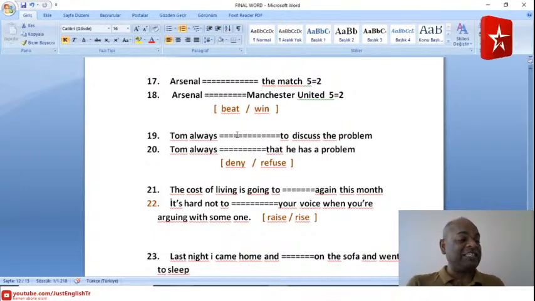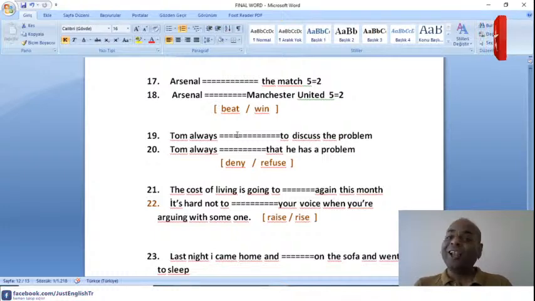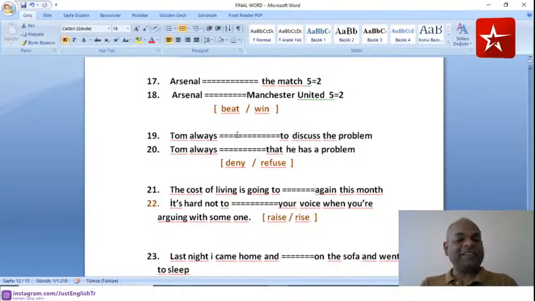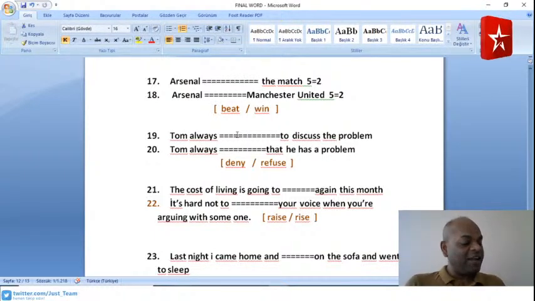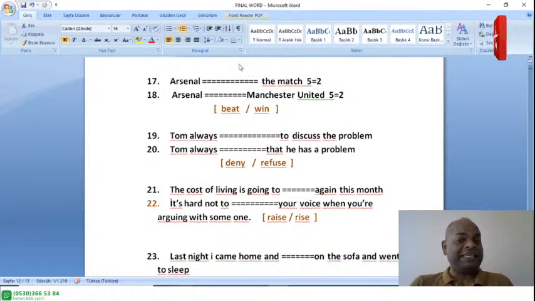We're on number 17 and 18. Arkan says, we love you too. Yes, I love you guys a lot, and I miss you guys a lot. Trust me, guys. Arkan says, wins. That's for number 17 or 18. I don't know, guys. You tell me if number 17 is win or beat.